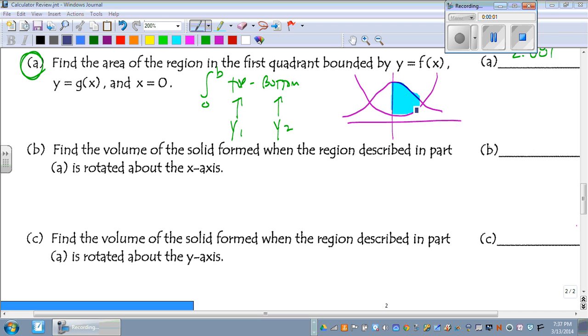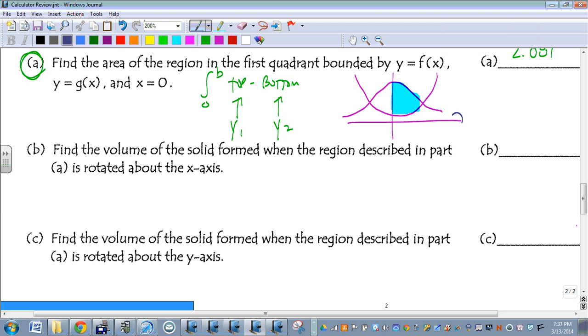This is kind of our graph that we're dealing with. This little region, that's what we found the area of in Part A. Part B asks us to find the volume of the solid formed. This region is rotated around the x-axis. So if we spin this around the x-axis, what is our volume?